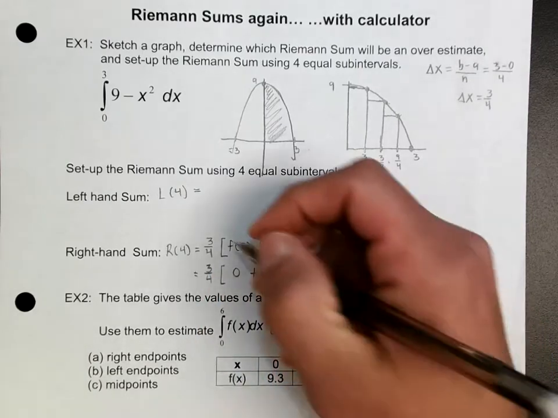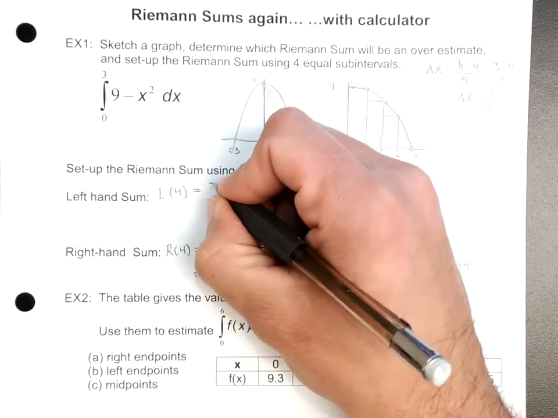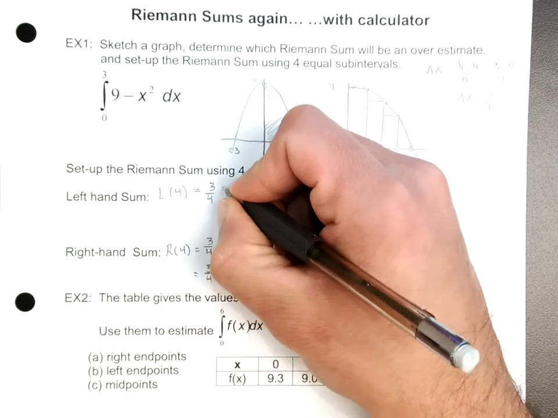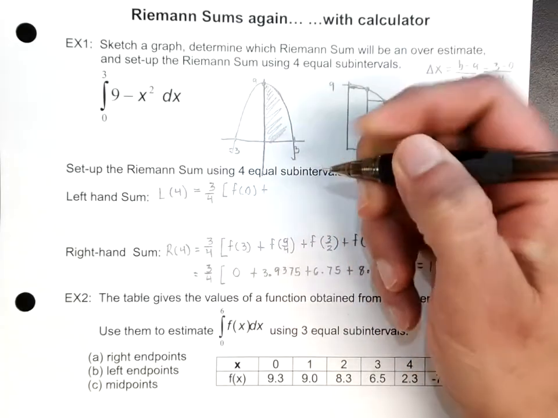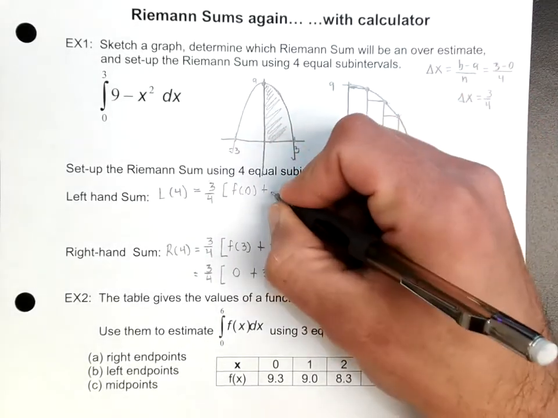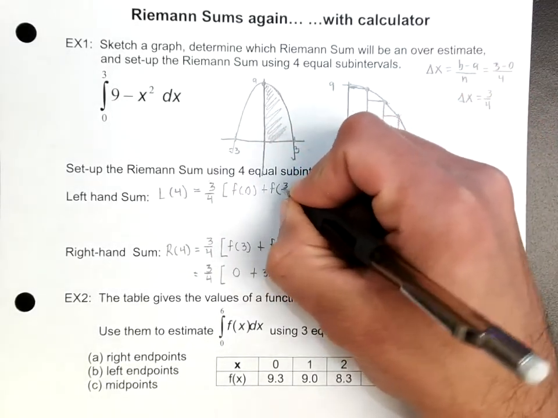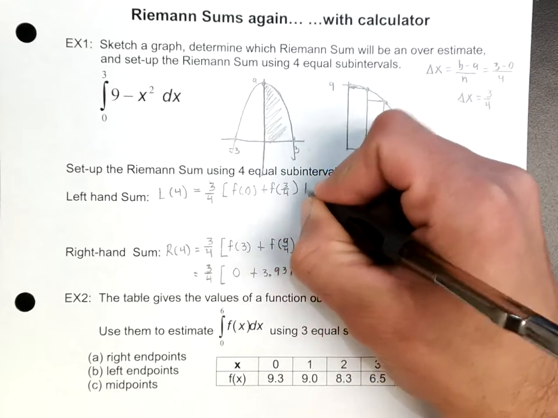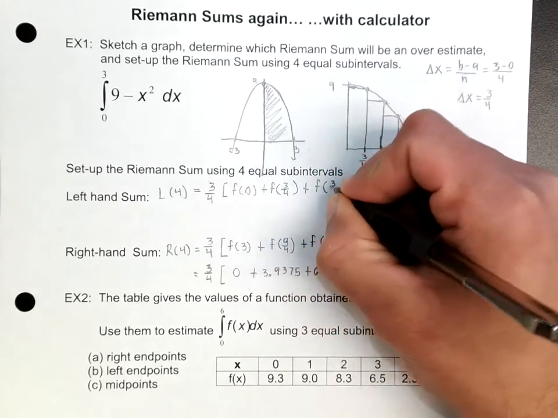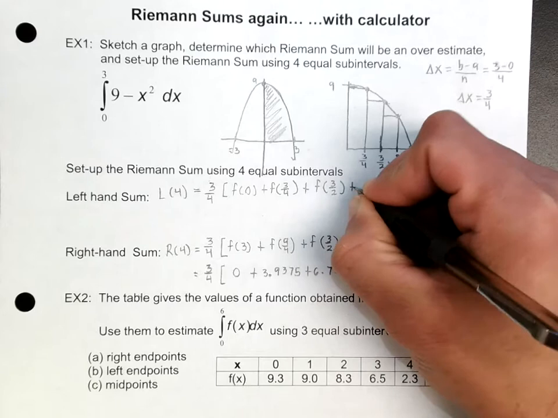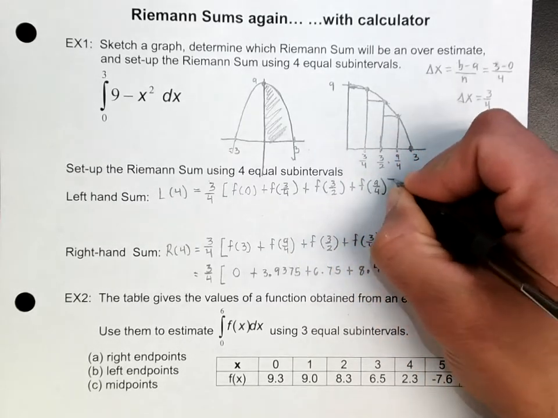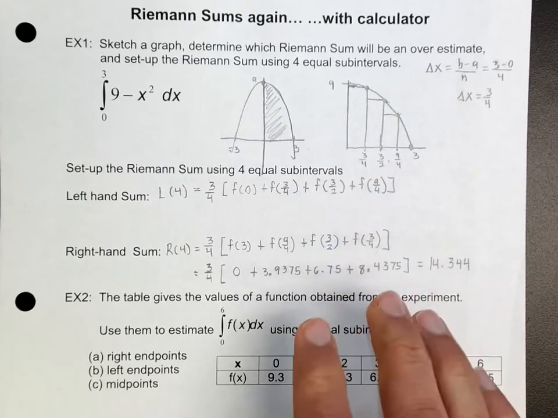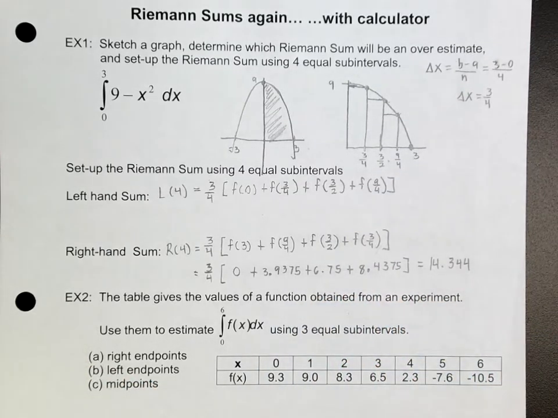Hopefully you did your homework before you watched this for the previous lessons, but you're going to get 3/4, and this is going to be f of 0 plus f of 3/4 plus f of 3/2 plus f of 9/4. Notice that they're almost exactly the same values. I just moved over to the left one, I'm sorry.